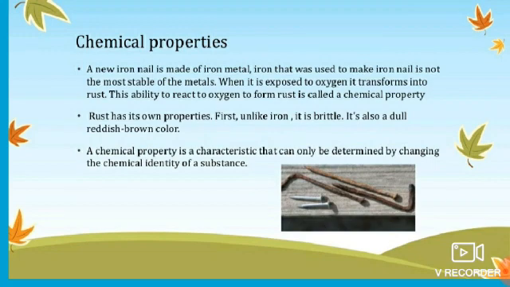Rust has its own properties. First, unlike iron, it is brittle. It's also a dull reddish brown color. A chemical property is a characteristic that can only be determined by changing the chemical identity of a substance.